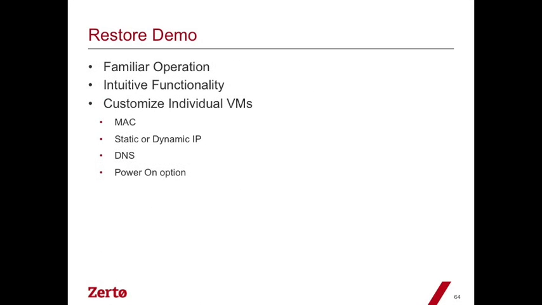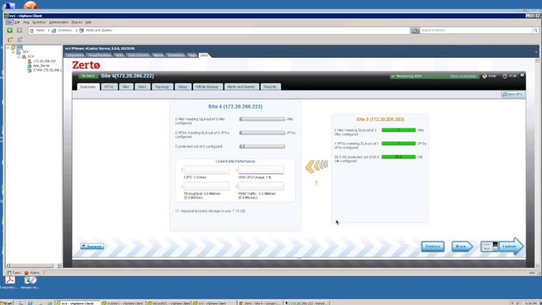An offsite backup wouldn't be very good unless you could do a restore. We have a familiar operation with a restore button right beside the move and the failover buttons. During the restore configuration, you have several options. You can change things such as the MAC address, whether you want the IP to be static or dynamic, DNS settings, and whether you want the VM individually to power on or stay powered off.